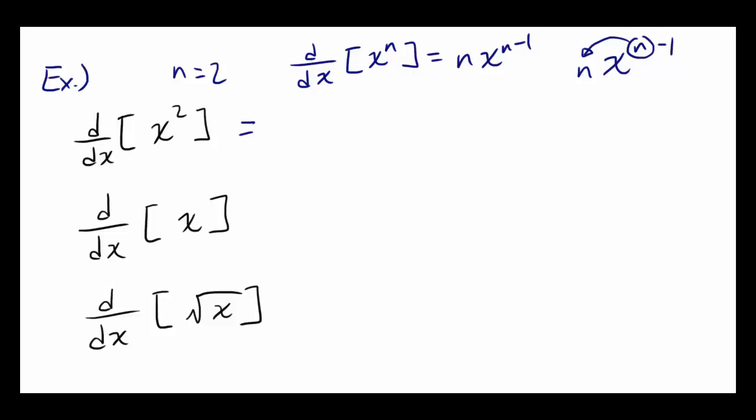So how you can think about this, you can drop the 2 down to the front. So you're going to have 2, and you're going to do 2 minus 1. And that's going to give you 2 times x to the first power, or 2x.